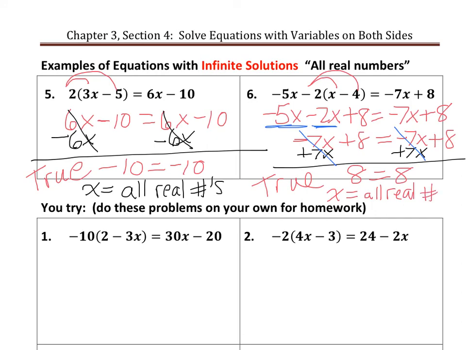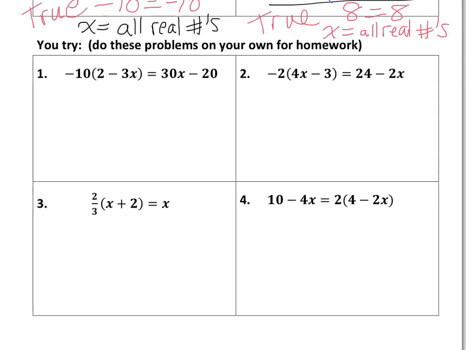Infinite number of solutions. Okay, as part of your homework here that's going to be due on Tuesday, I want you to do these 4 problems. I want you to check the previous answer on the first page that I asked you to, and then I want you to do these 4 problems on your own. They're a mix of a single solution, no solution, or all real numbers, an infinite solution set. So I want you to see out of this mix of 4 problems what you get.